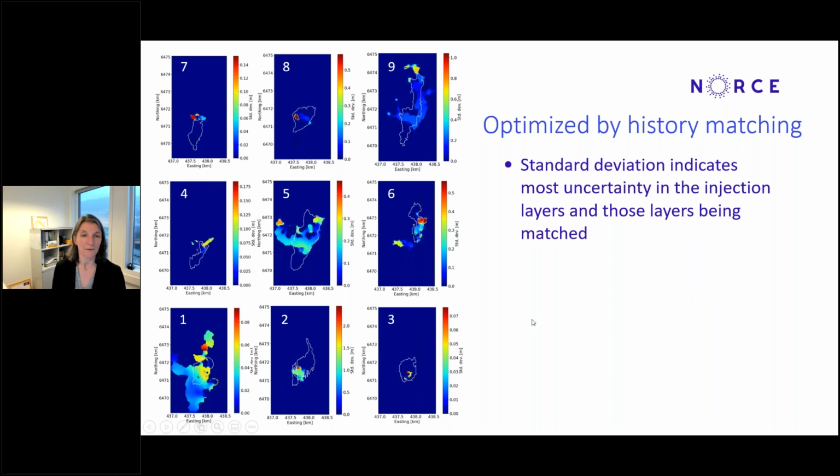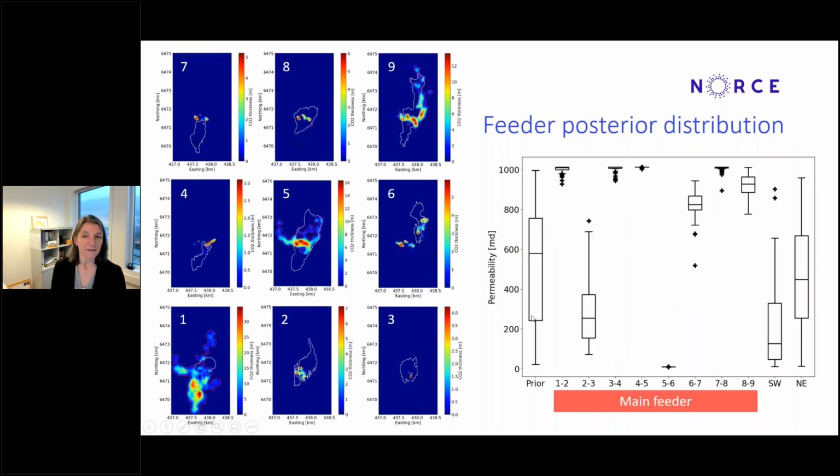Go ahead, Tom. Yeah, so there are the distributions of the feeder permeabilities, and the main feeder is highlighted there in red. If you click one time, Tom, what we're seeing is the development of the distributions from the prior, shown on the very left, to the individual posterior distributions. The dotted line is the maximum permeability of the feeders, and you can see some of the feeders are pushing up against that maximum, but that's where we're expanding the feeder area. Next slide, or next animation, I guess.